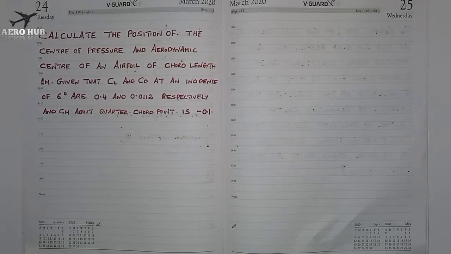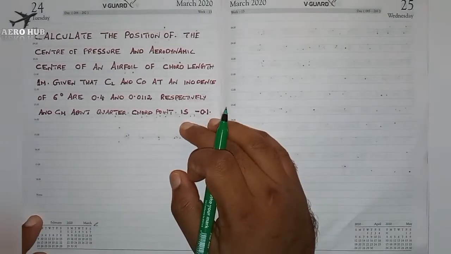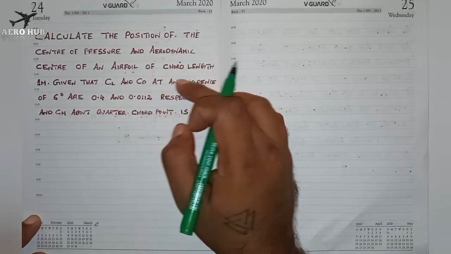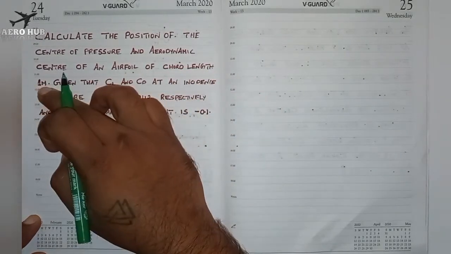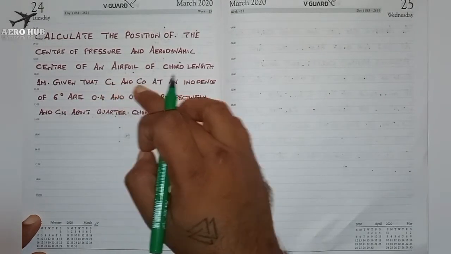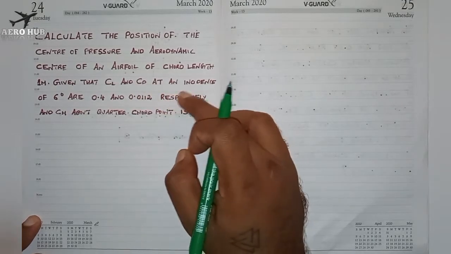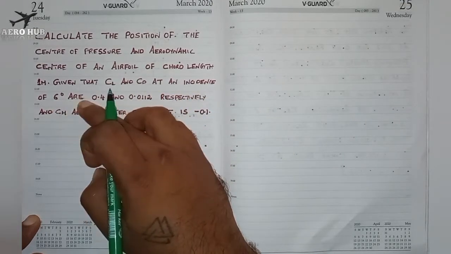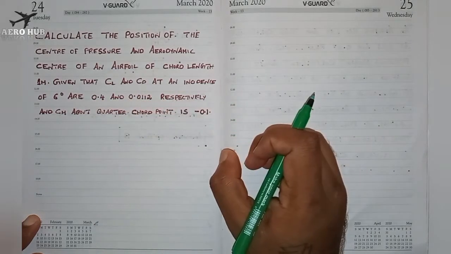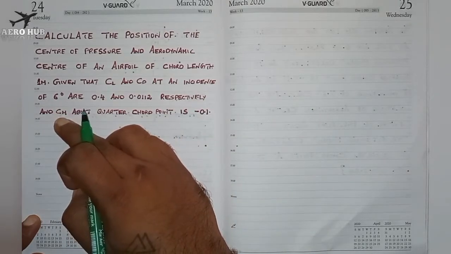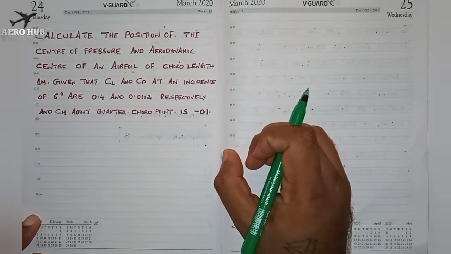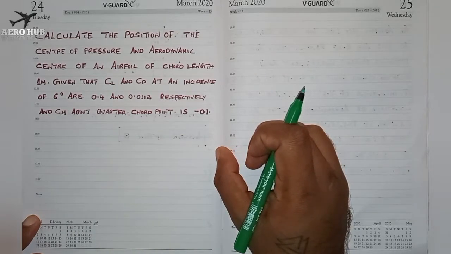And you can see the first question. Calculate the position of the center of pressure and aerodynamic center of an airfoil of chord length 1 meter, given that the CL, that is the coefficient of lift, and CD, that is the coefficient of drag, at an angle of 6 degrees is 0.4 and 0.0112 respectively, and Cm, which is nothing but the coefficient of moment about quarter chord point, is minus 0.1.